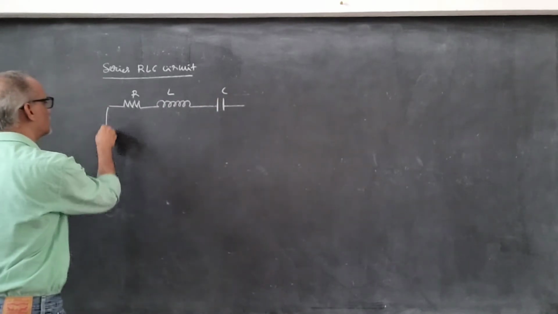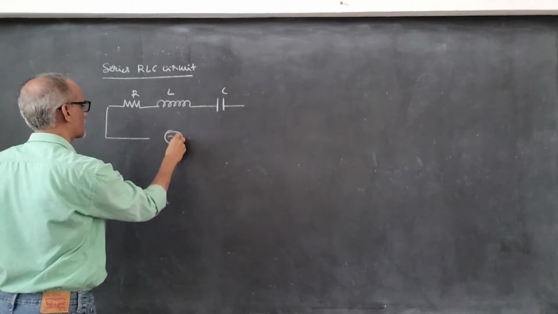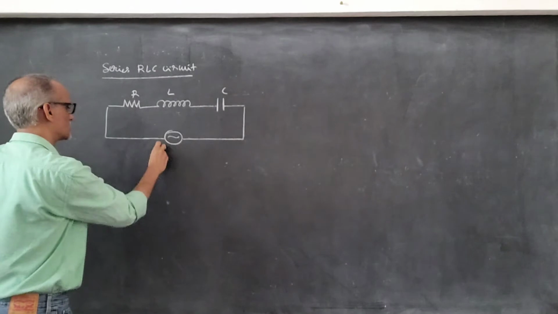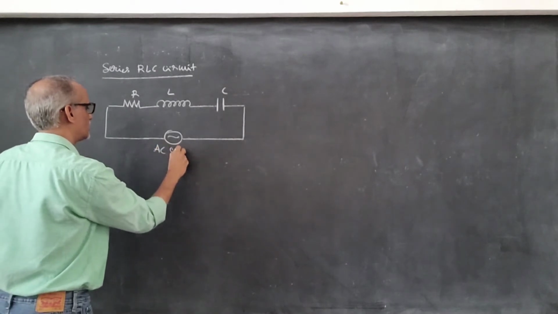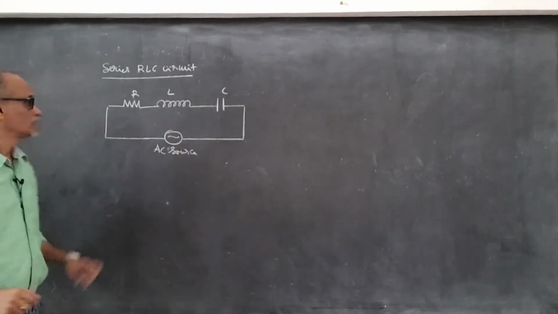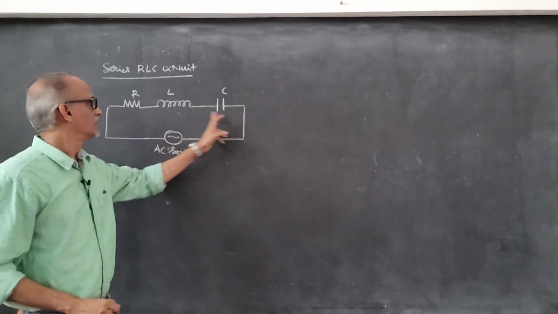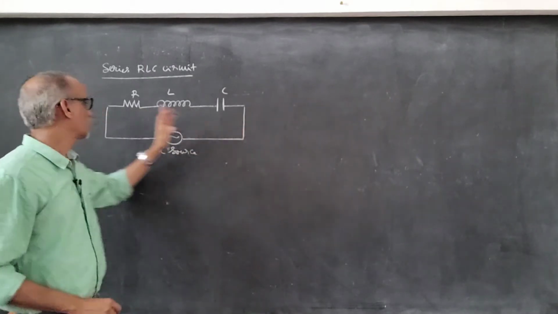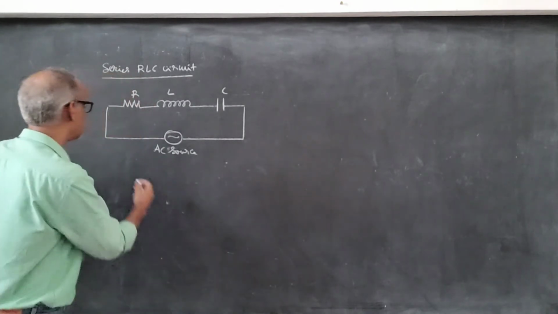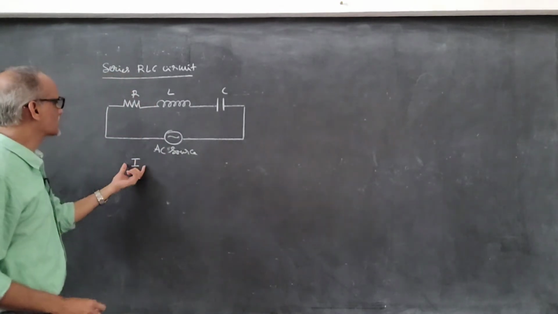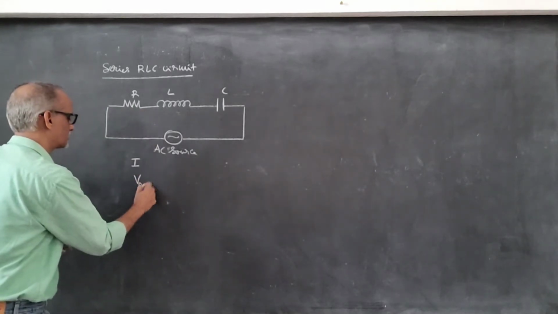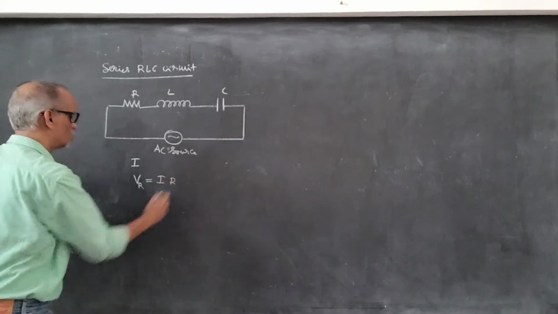Now this is connected to an AC source, which is an alternating current source. Since all these three elements are in series, the current through the resistance, inductance and capacitance is the same. Let it be I. Due to this current, there will be voltage across the resistor, which is VR, given by I into R, which is Ohm's law.